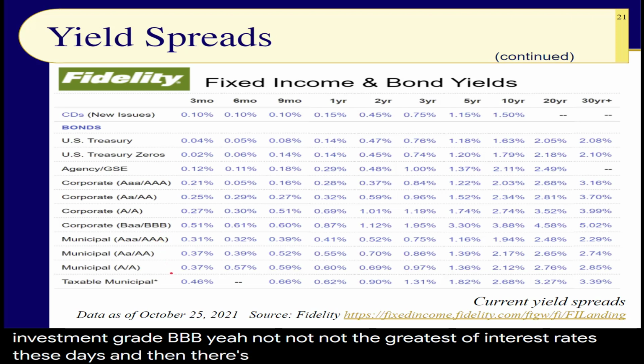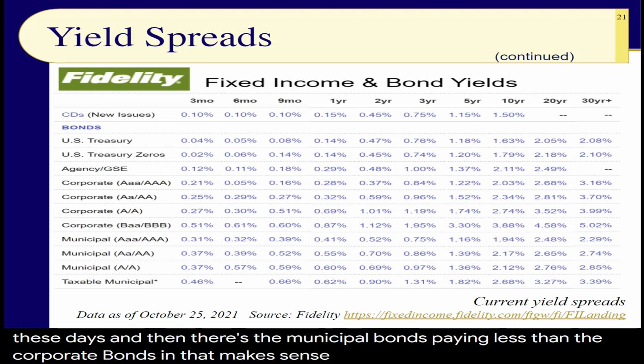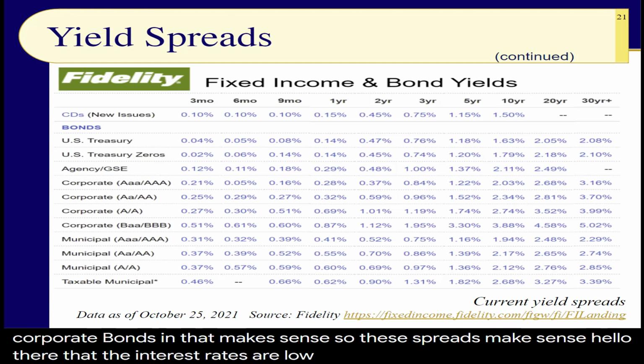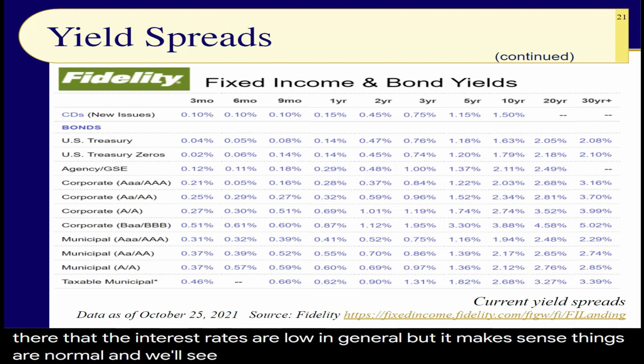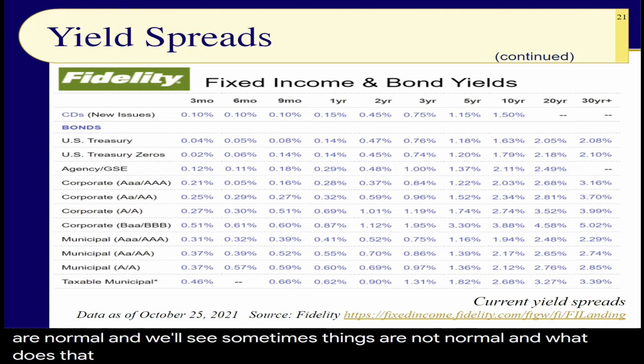And then there's the municipal bonds paying less than the corporate bonds, and that makes sense. So these spreads make sense. They're low. The interest rates are low in general, but it makes sense. Things are normal, and we'll see sometimes things are not normal. And what does that mean?